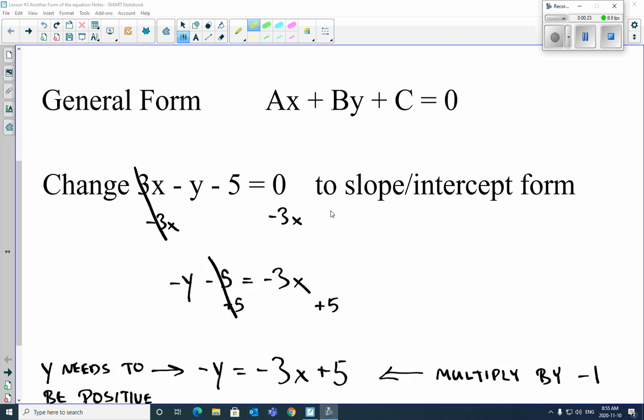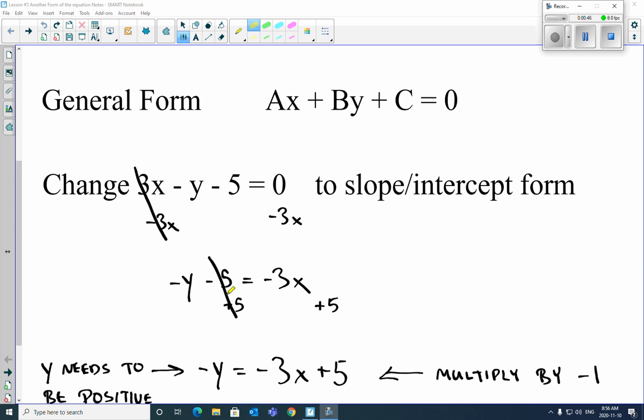forms. So for instance, the first example here is 3x minus y minus 5 equals 0. We need to rearrange this. So we got to get y by itself. So we got to move this positive 3x. So we know algebra-wise, to get rid of this positive 3x, we subtract 3x from both sides. So we do that. So then we get negative y minus 5 equals negative 3x. Careful of your signs when you're moving these around.